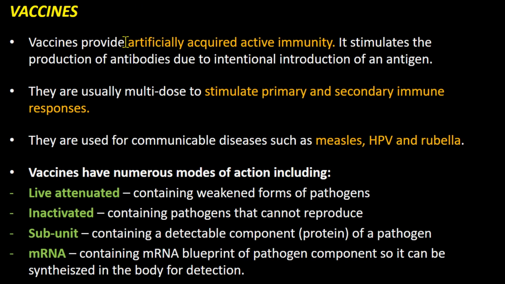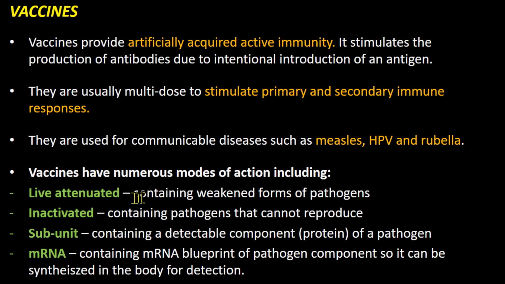So vaccines provide artificially acquired active immunity. It stimulates the production of antibodies due to intentional introduction of an antigen. They are usually multi-dose to simulate both the primary and secondary immune responses, and they are used for communicable diseases such as measles, HPV, and rubella. You wouldn't, for example, have a vaccine for diabetes or coronary heart disease because these are not caused by antigens or pathogens. So vaccines have numerous modes of action.